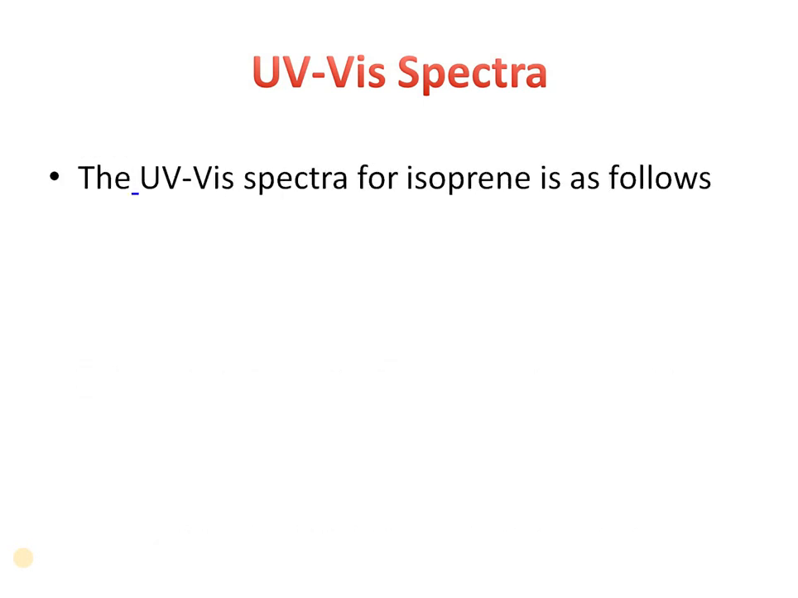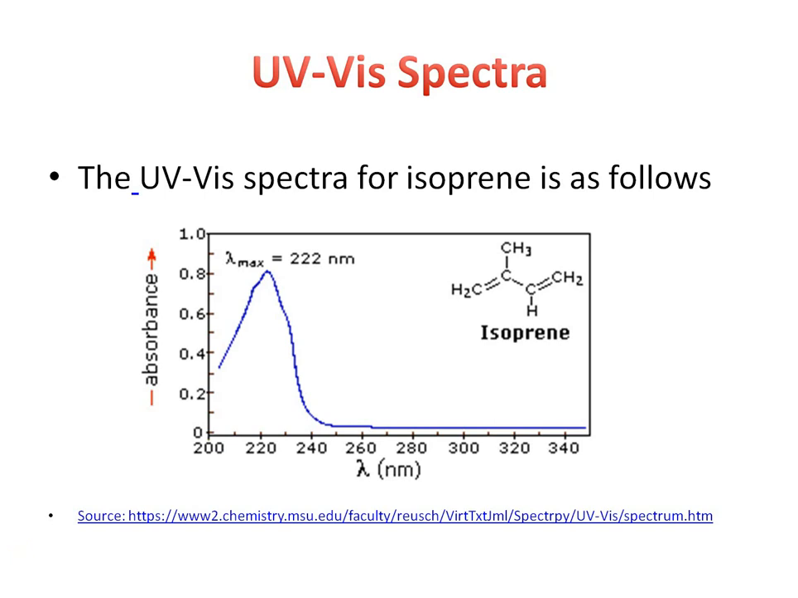The UV visible spectra for the isoprene unit is shown as follows. This is the UV visible spectra of isoprene, in which the x-axis belongs to the wavelength in nanometer, while the y-axis belongs to the absorbance or percent transmittance. Now this graph of absorbance versus wavelength or percent transmittance versus wavelength is a characteristic graph for that isoprene unit. So this UV visible spectra gives us two important pieces of information.